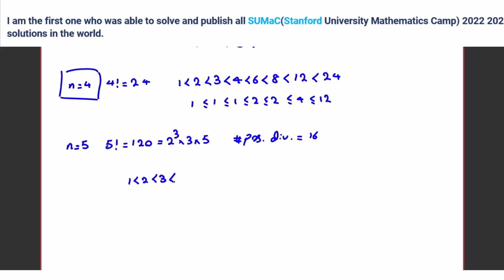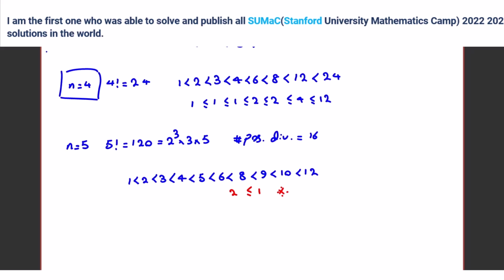So the divisors are what? 1, 2, 3, 4 is good, 5 is good, 6 is good, 7 not good, 8 good, 9 is good, 10 is good, 11 is not good, 12. We don't need to write the rest, because look, the difference here is 2, the difference here is 1, and that's a contradiction, right?